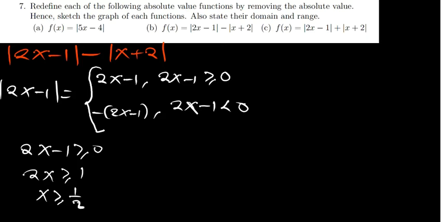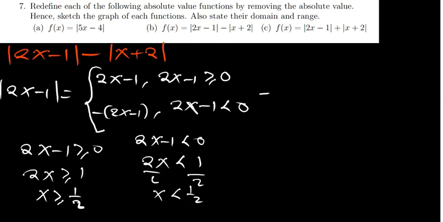I don't know if you're confused on how I found 1 over 2. Are you okay on how I found 1 over 2? I'm going to get this as well. 2x minus 1 less than 0, so 2x less than 1, divided by 2 on both sides. x will be less than half.